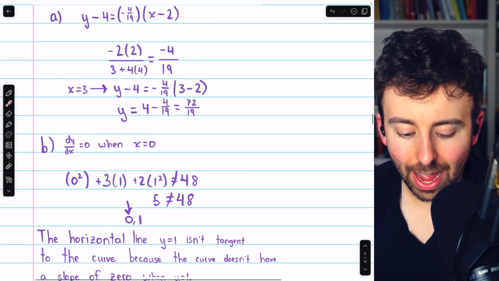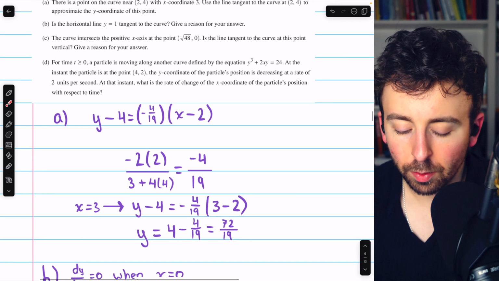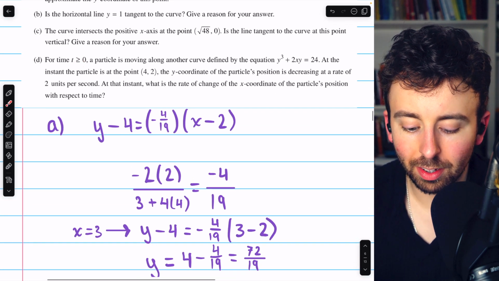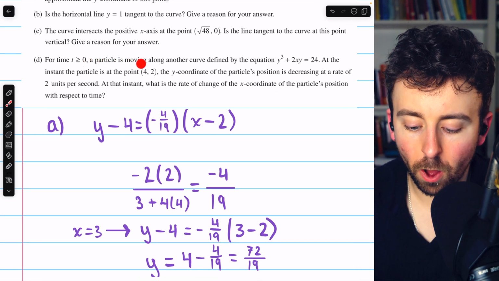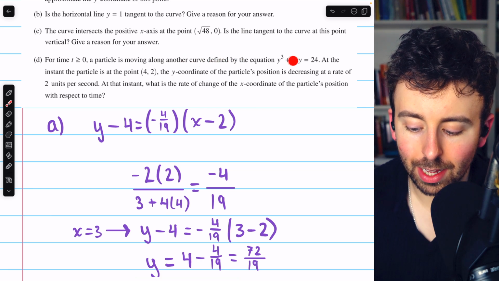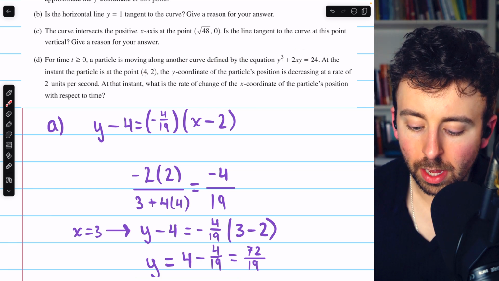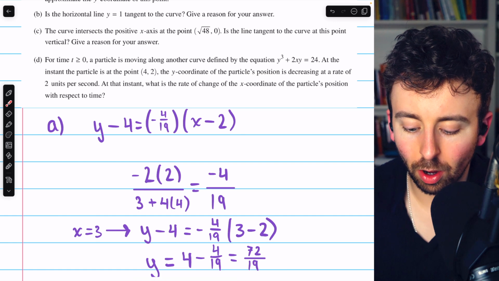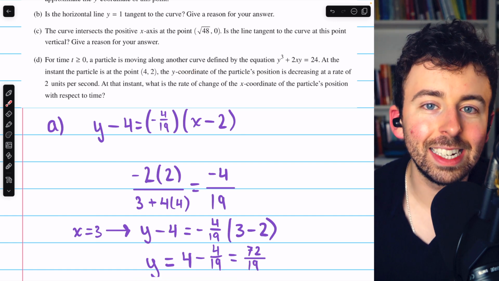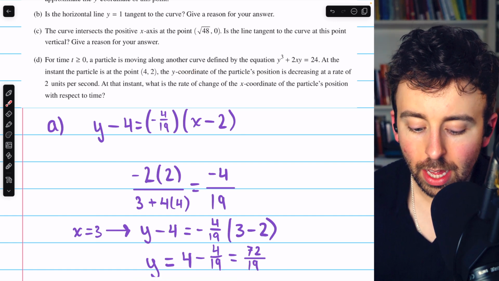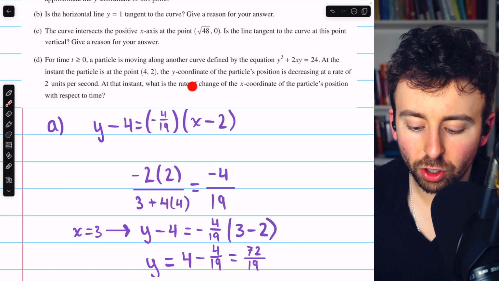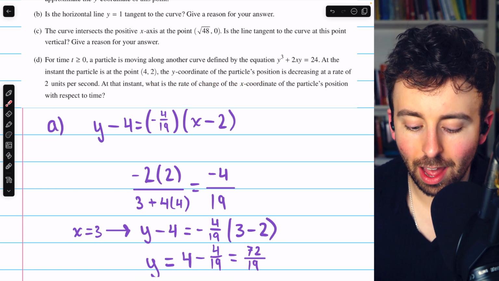All right, let's go ahead and finish with part D. For time t greater than or equal to 0, a particle is moving along another curve defined by this equation. At the instant the particle is at the point 4, 2, the y-coordinate of the particle's position is decreasing at a rate of 2 units per second. So we might say that dy dt equals negative 2. At that instant, what is the rate of change of the x-coordinate of the particle's position with respect to time?